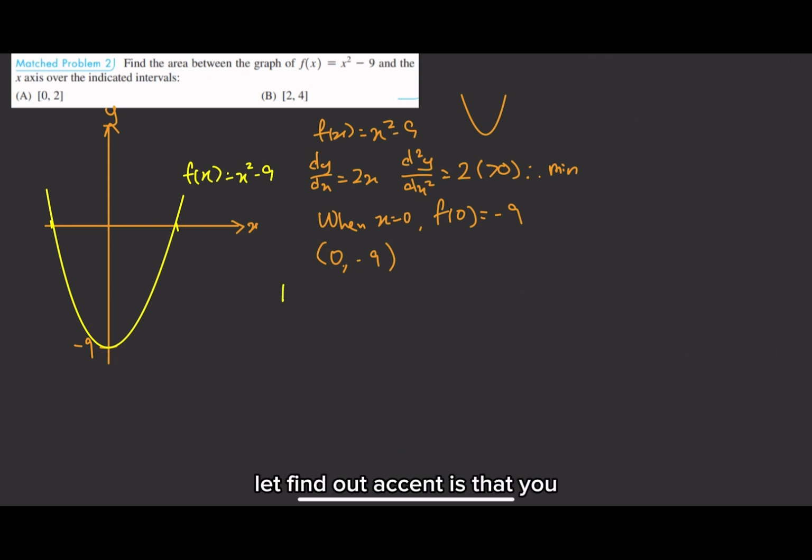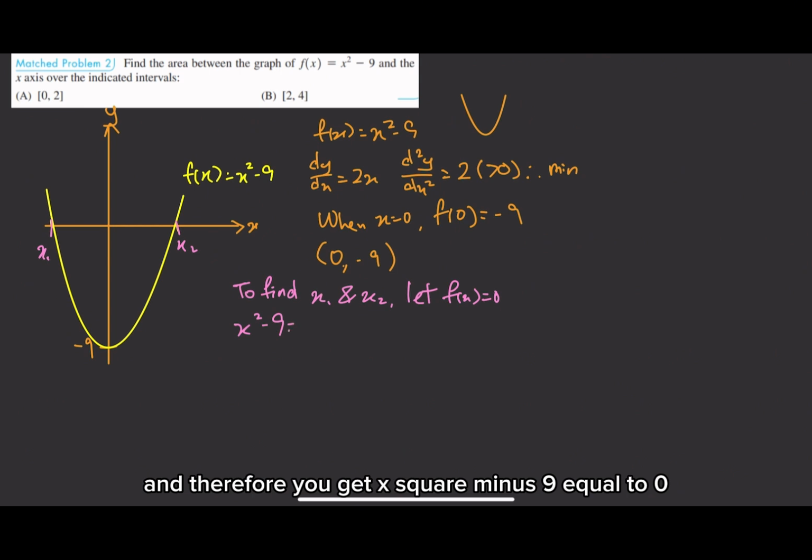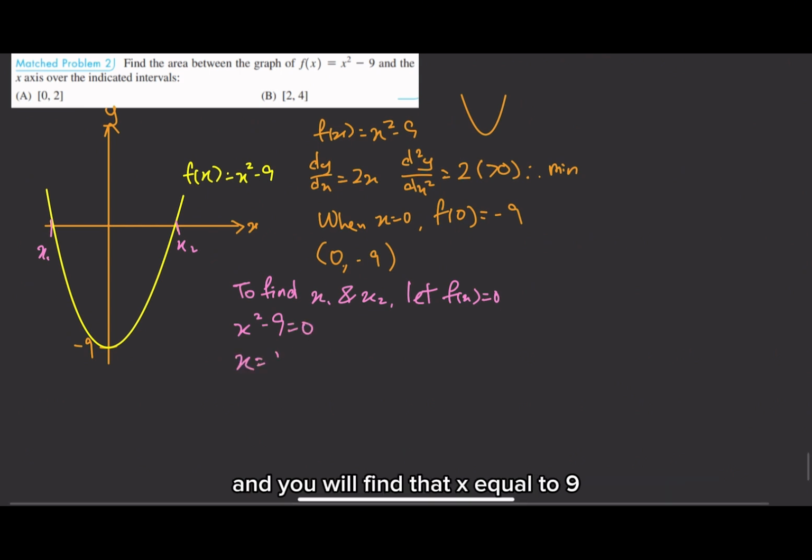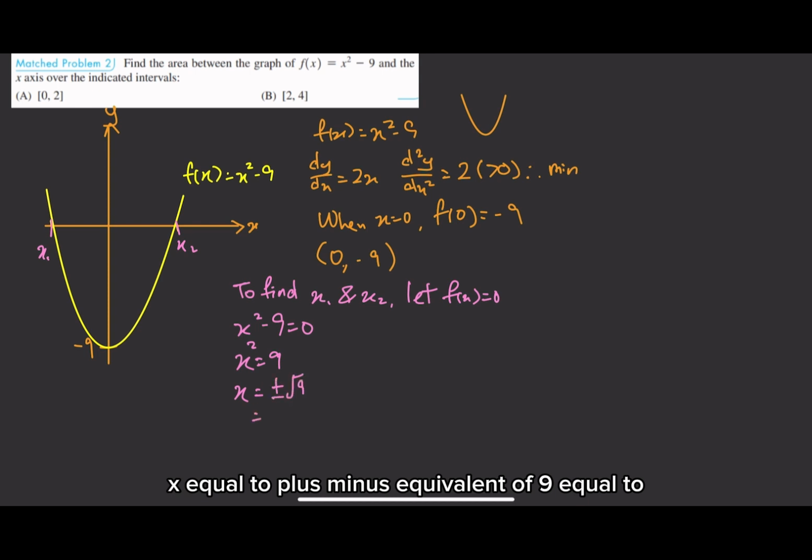To find our x-intercepts here, x1 and x2, we have to let f of x equal to 0, and therefore you get x squared minus 9 equal to 0. You will find that x squared equals 9, x equals plus or minus the square root of 9, equal to 3 or -3. So you will find that this x1 is -3, and here is 3, right? So now we have actually found what we needed.